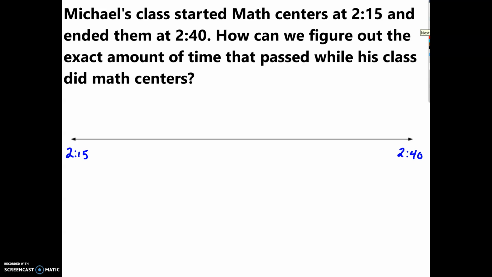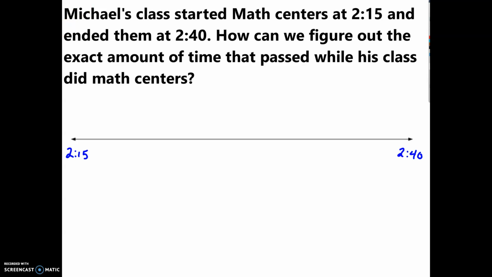So a tool that we're going to use is a number line. We used a number line earlier when we were working on rounding numbers, but you can use a number line lots of different ways in math. So let's take a look at the problem. Michael's class started math centers at 2:15 and ended them at 2:40. How can we figure out the exact amount of time that passed while his class did math centers? If you don't have your little clock out of your time kit or your tool kit, you can get that out now and then come back to the video when you're ready.